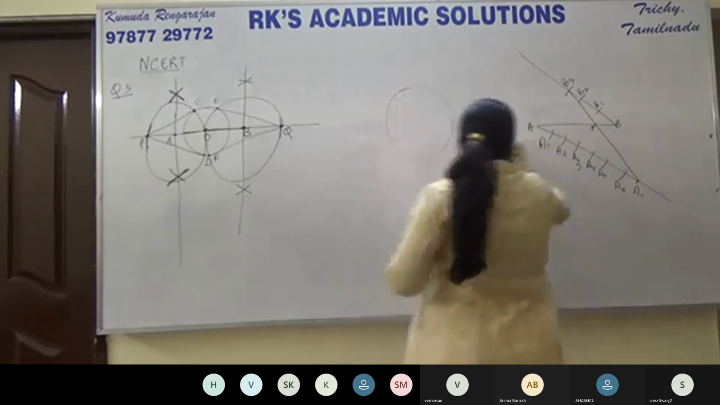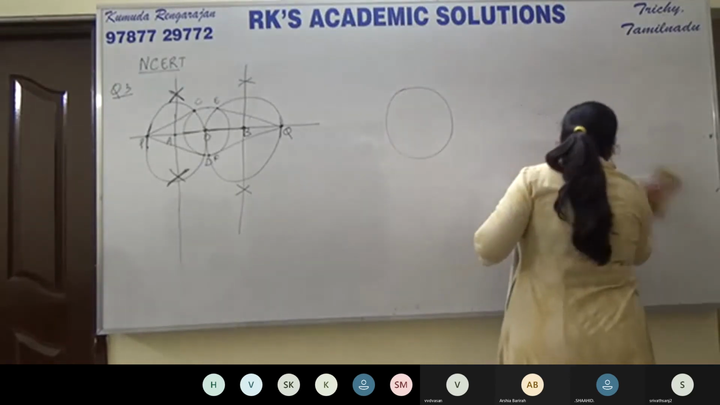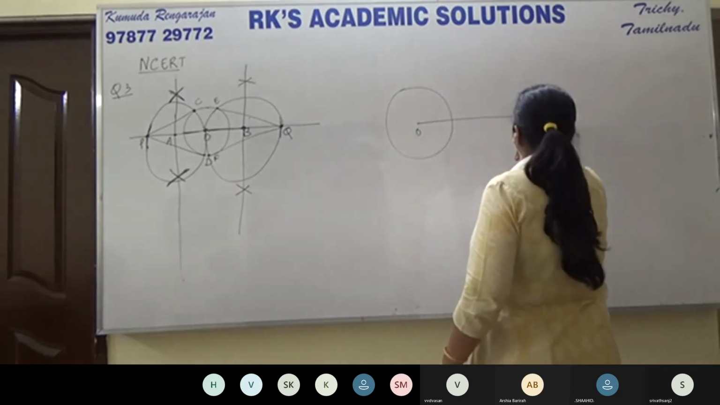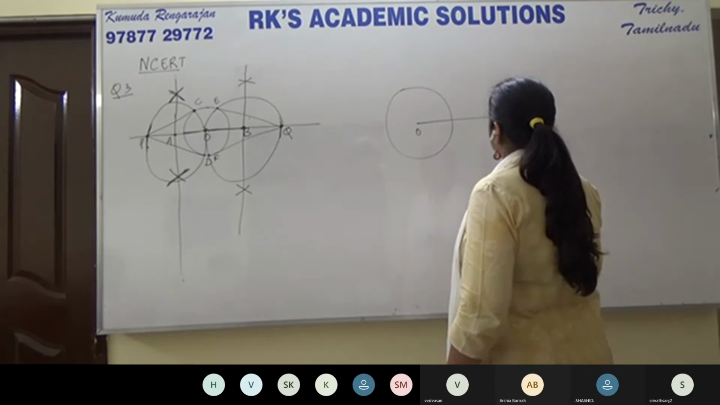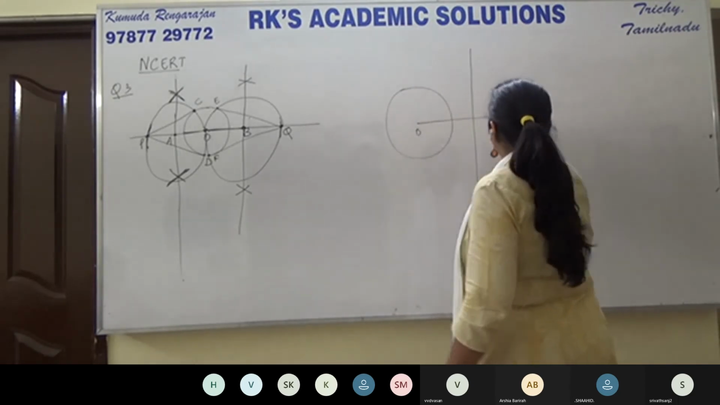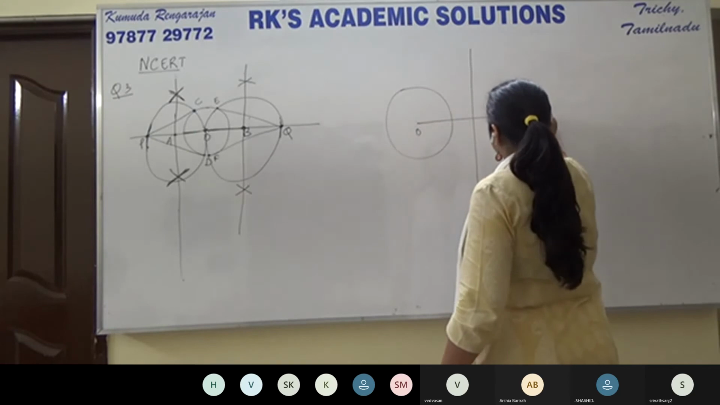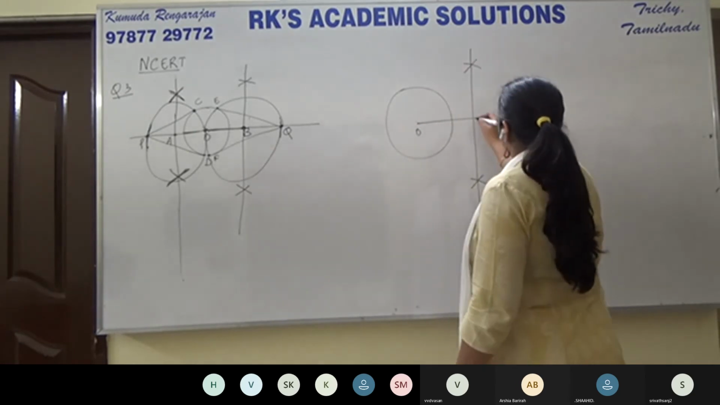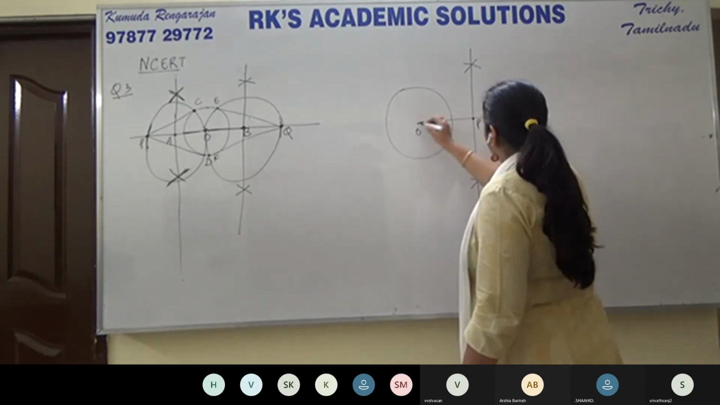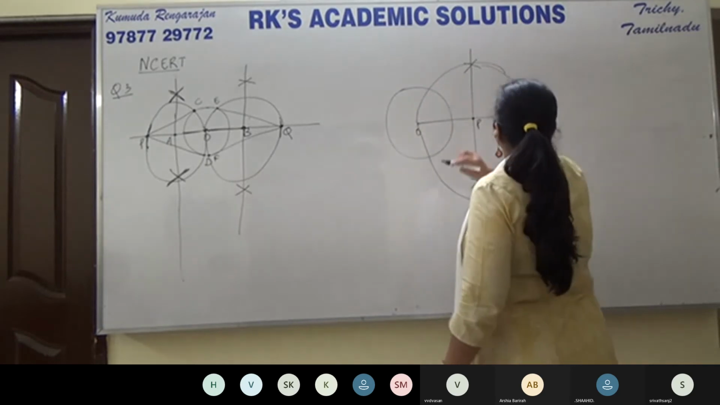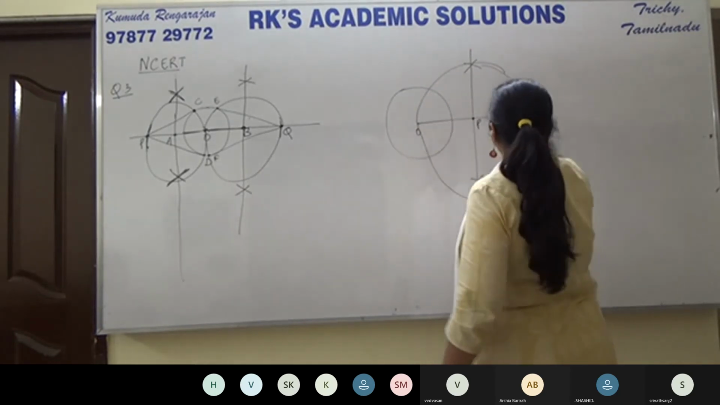Circle, center of the circle O. Say this point A is some 12 centimeters away from the center. Draw the perpendicular bisector of OA. With O and A as centers, we draw arcs and get the perpendicular bisector of OA. Now let's call this point P. Now with P as center and PA or PO as radius, you draw a circle. That circle will pass through O and A.